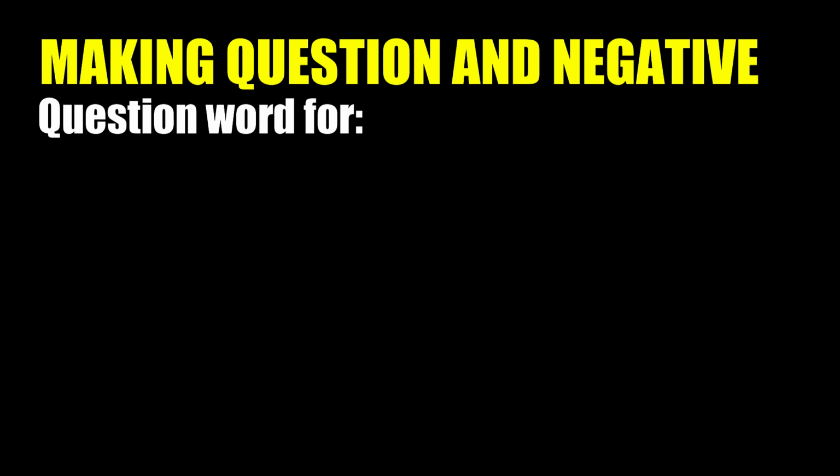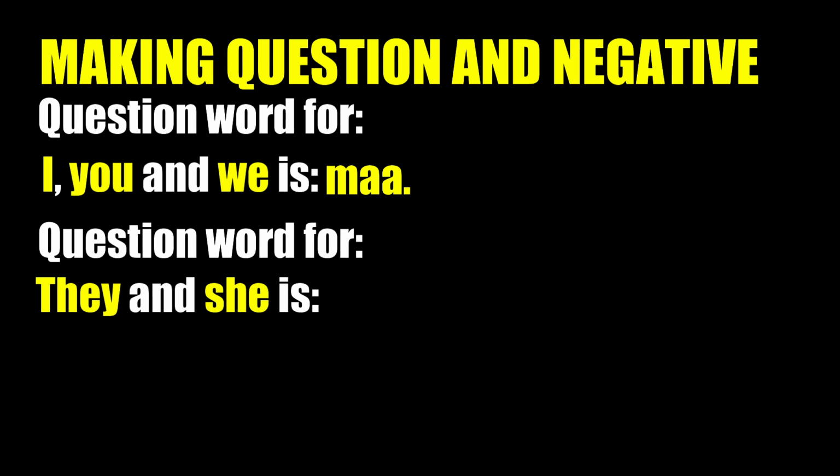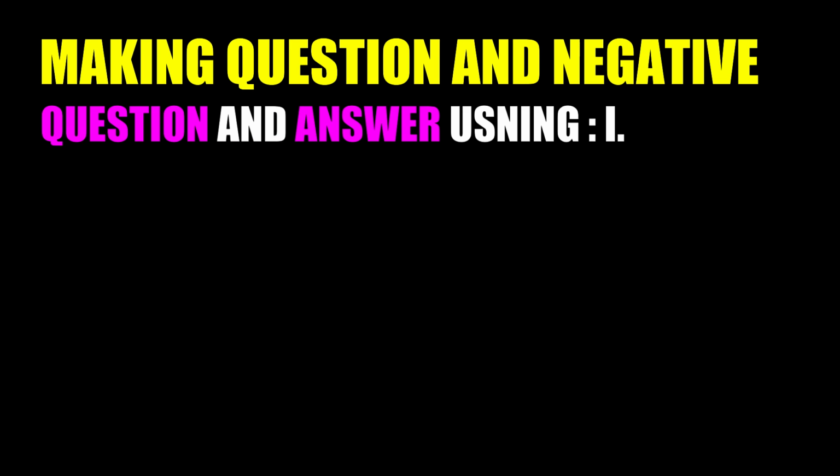So question word for I, you, and we is ma. Question word for they and she is may. Not may. May. It's one A, but we're saying may. And at last, question word for he is mu or mo. But mu is more useful than mo. Let me explain how each one works.